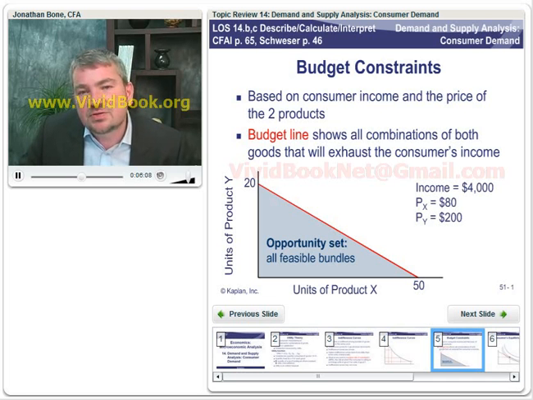And we've just drawn a straight line between them representing all of our bundles that would consume all of our income. Now notice we've also got a shaded area called the opportunity set that represents all feasible bundles. Now the idea that we're going to use within our economics is you will always want to consume all of your income.